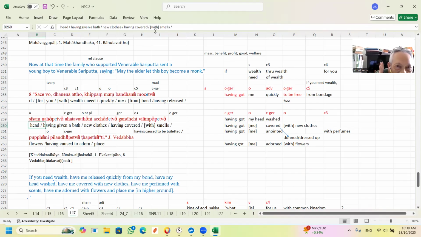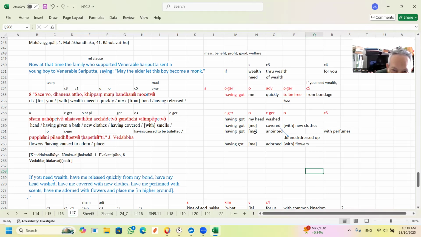Ganda, if you look at this, smell means perfume. This is perfume. So what you do is, this is the one: Vilimpa petwa. Okay, having got me. So here we use the word "anointed with perfume" because this is perfume. Okay, anointed with perfume.